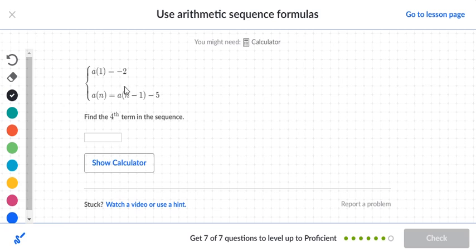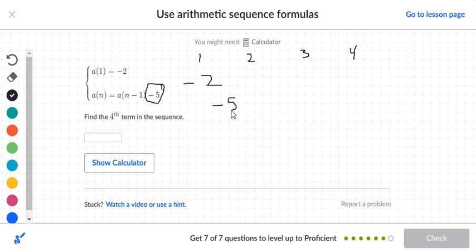Okay, now we have two levels here. And this time we want to go to the fourth term. So we want to find the first term, second term, third term, fourth term. Your first term is negative 2. This is what you start with. Again, we don't care about the stuff in the front. We only care what comes after the parentheses. In this case here is a negative 5.